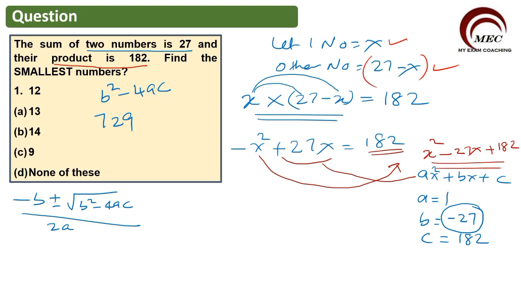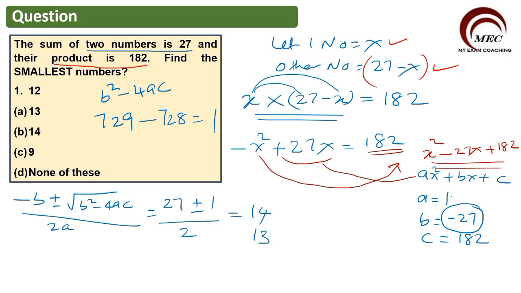So 729 minus 4ac, 4 into 1 into 182. So this will become 728. 729 minus 728 is 1. So now it is easy. Minus b. B is minus 27. So minus b will be 27 plus minus 1 by 2a. 2a is 2 into 1, 2. Now let us see, 27 plus 1, 28. 28 divided by 2, 14. 27 minus 1, 26. 26 divided by 2, 13.